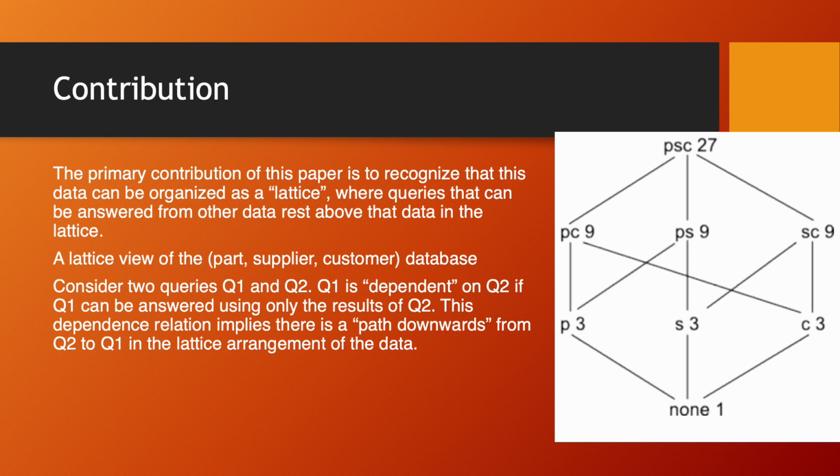The primary contribution of this paper is to recognize that this data can be organized as a lattice where queries that can be answered from other data rest above the data in the lattice. A lattice view of the part supplier customer database. Consider 2 queries Q1 and Q2. Q1 is dependent on Q2 if Q1 can be answered using only the results of Q2. This dependence relation implies there is a path downwards from Q2 to Q1 in the lattice arrangement of the data.